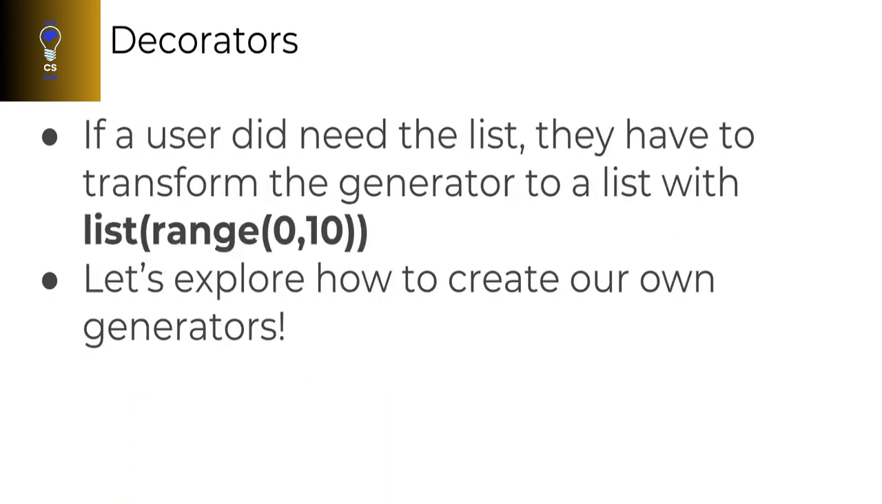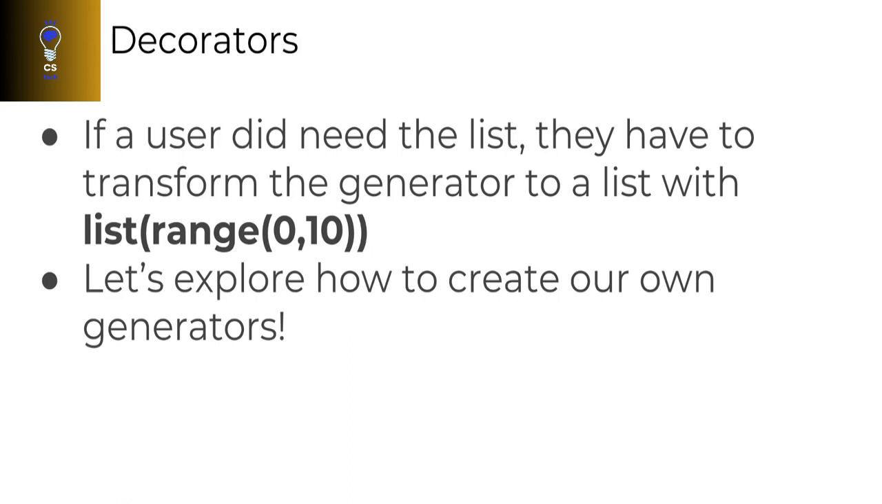Now, if the user did need that list, what they have to do is transform the generator to a list with list range from 0 to 10 or 0 to 1 million or whatever their start and stop values are. So that's why when we're working with range, if we actually wanted to get a list of numbers, we had to cast it to a list because range itself is a generator and it's just remembering the last number it sent out and then the step size to generate the new number. That way it doesn't have to store this huge list in memory and it makes it a lot more efficient.